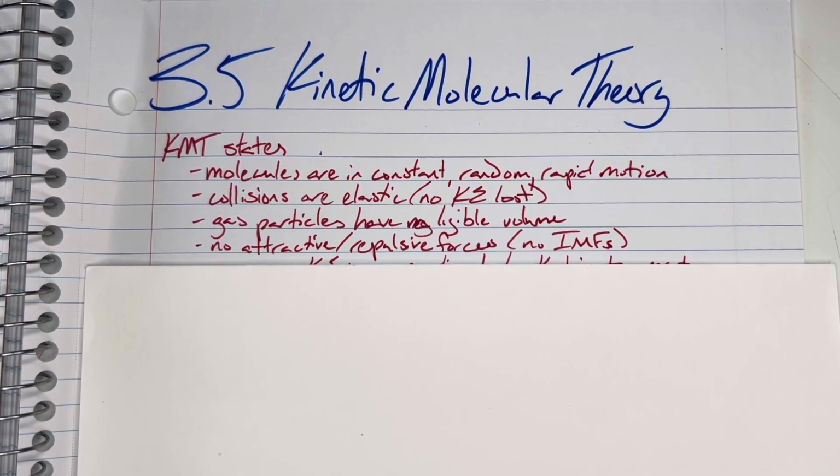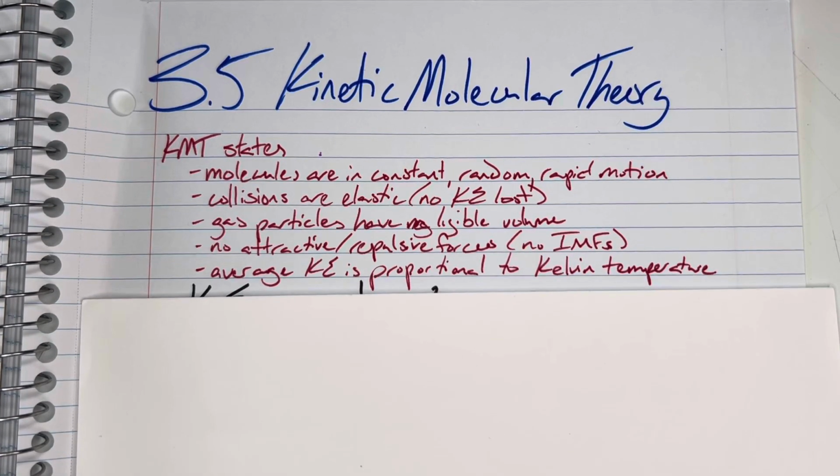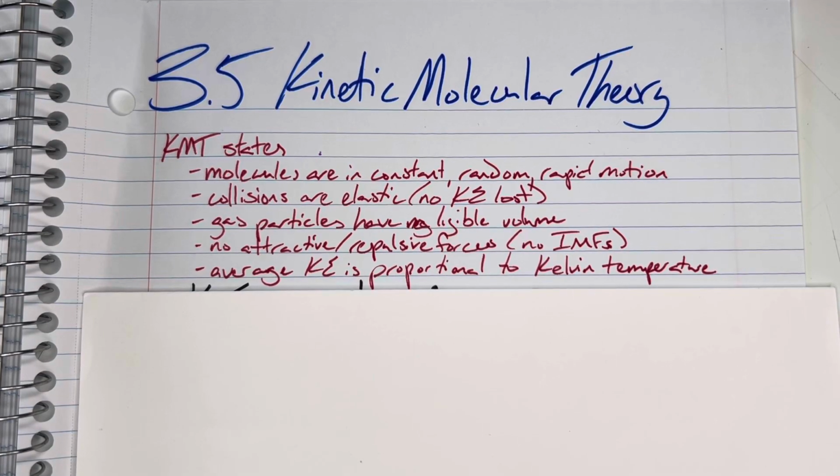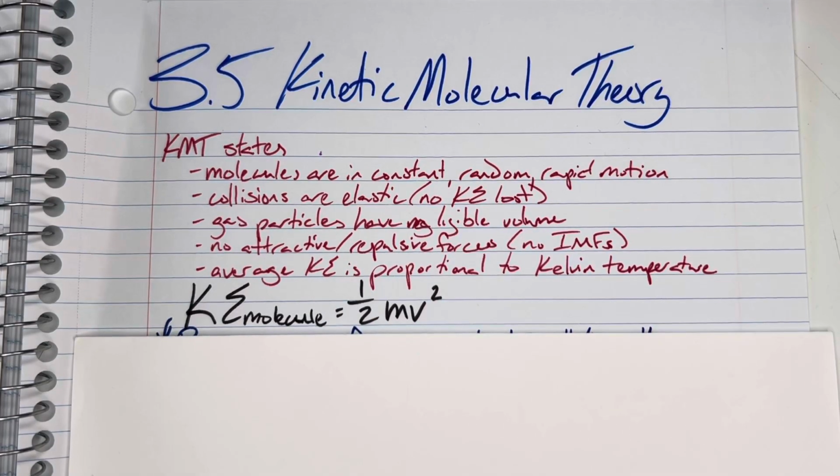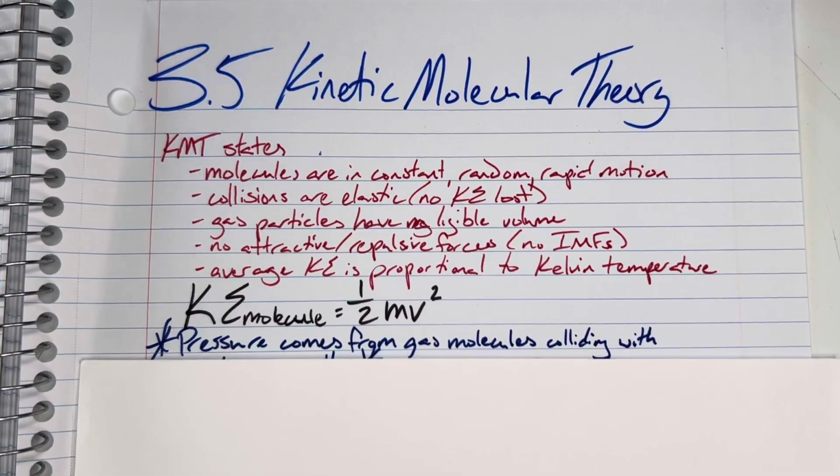There are also no attractive or repulsive forces, so this means no intermolecular forces are experienced between individual gas molecules, and the average kinetic energy is proportional to that of the Kelvin temperature. This equation here is going to express the kinetic energy that is experienced by an average gas molecule, and it states that the kinetic energy of the molecule is equal to 1/2 times the mass of the particle multiplied by the velocity squared of that particle.